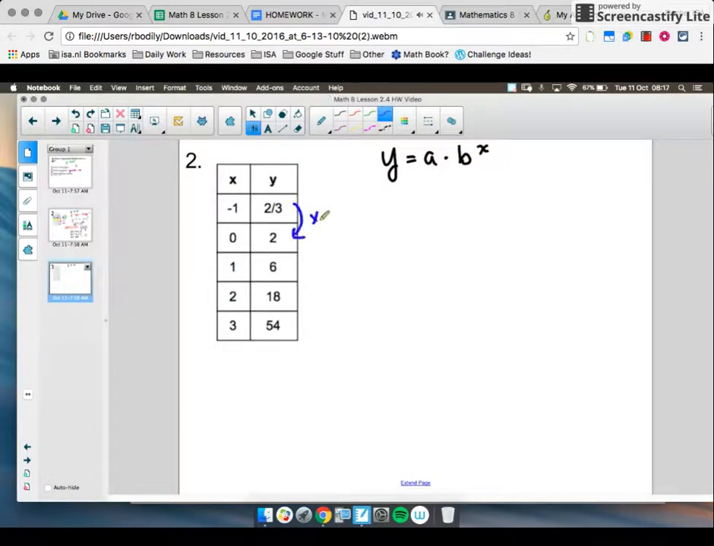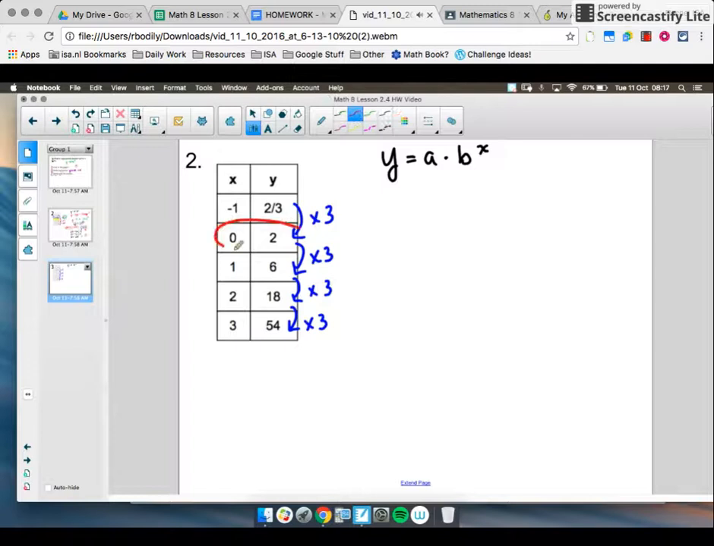Now, in this case, everything's being multiplied by 3. And that was really easy for me to see because I looked at 6 times 3 is 18. So I don't necessarily have to look at the fraction at the beginning. You can just focus on the other ones, and you can see that this is working each time.